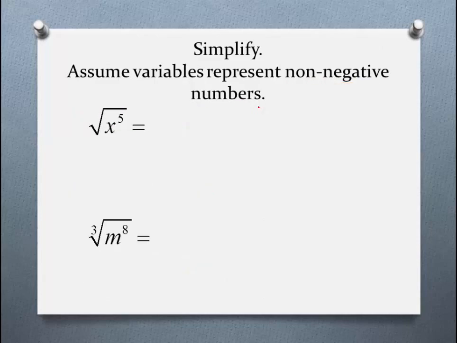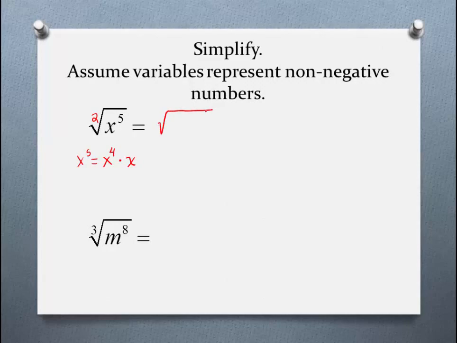Now let's look at some examples where the index doesn't divide into the exponent evenly. So this is a square root of x to the 5th, and you'll notice that the invisible index of 2 here doesn't divide into 5 evenly. So what I'm going to do is break apart that x to the 5th as a product where one of the factors involves an exponent that 2 divides into, like x to the 4th, and then the other factor doesn't. So x to the 5th can be rewritten as x to the 4th times x.